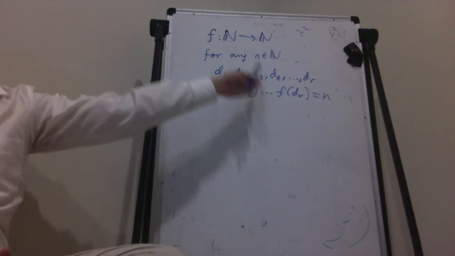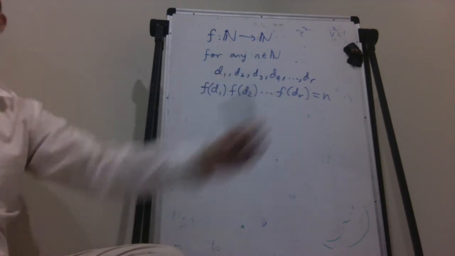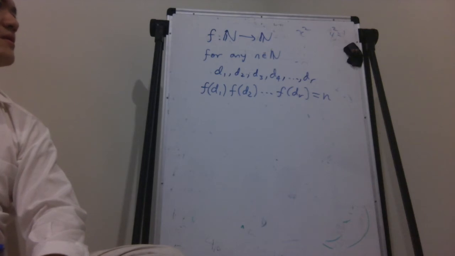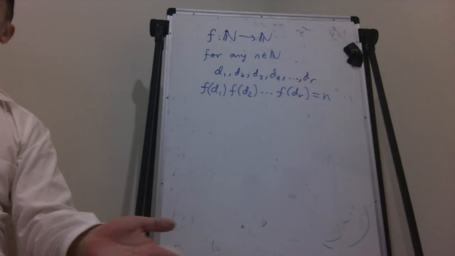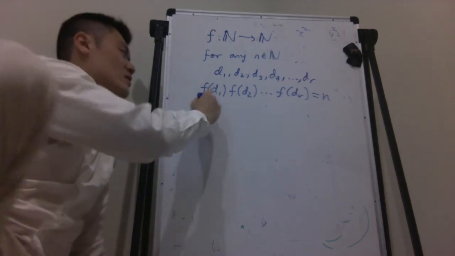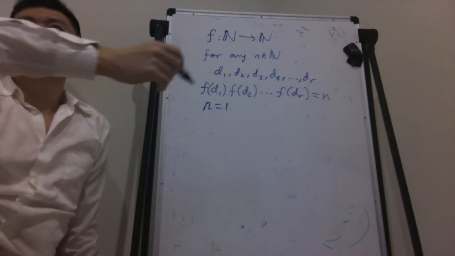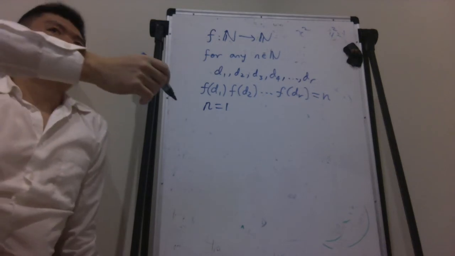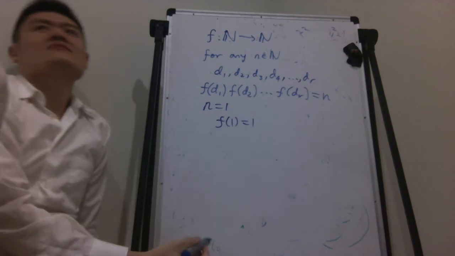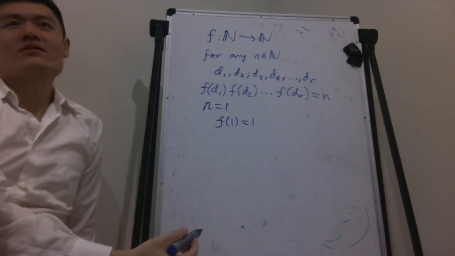So this is the problem. You have to find all the functions that satisfy this property. One is big brain, one is small brain. Which one should I do? Basically, I think it's really good to start with small numbers. Look at small numbers, like n equals 1. What are the factors of 1? Just 1. So you get f of 1 equals 1, right? That's the easiest one we've done.